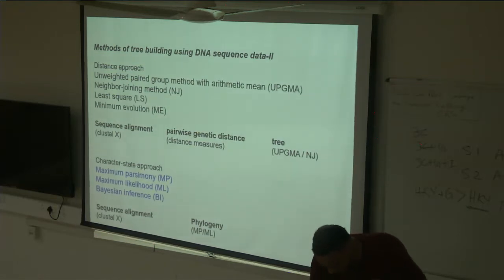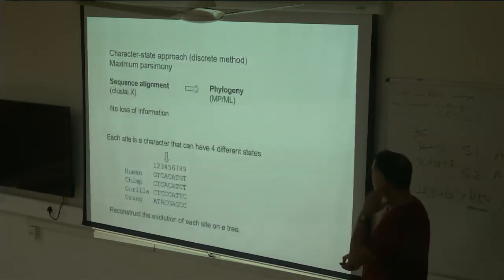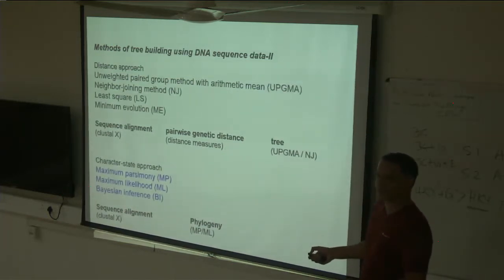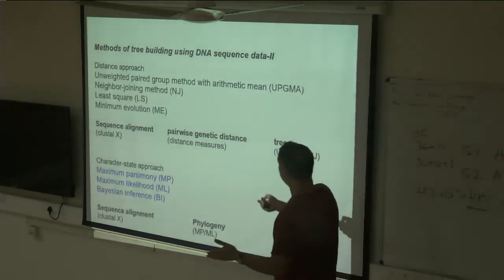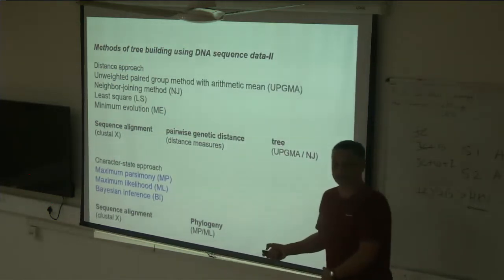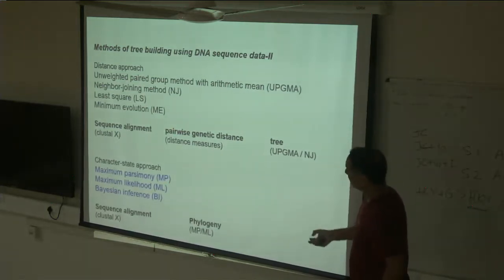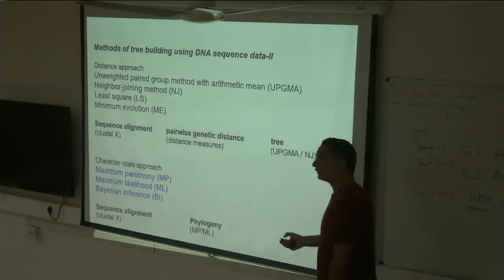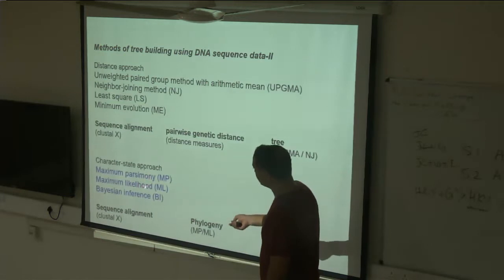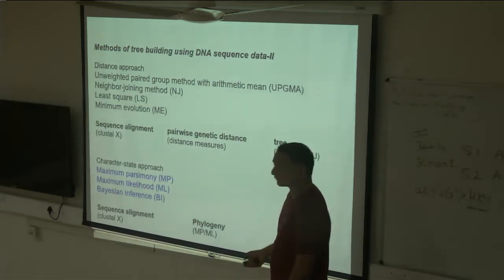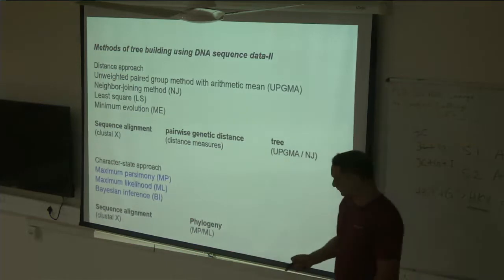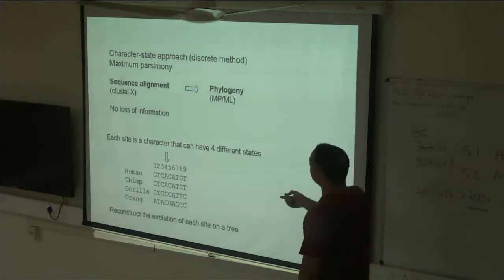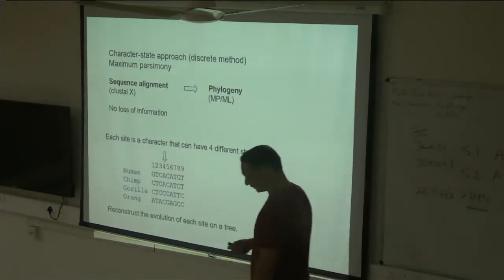So in the character state approach, we go from sequence alignment directly to phylogeny. There is no intermediate step of calculating pairwise genetic distance. There are three approaches here: maximum parsimony, maximum likelihood, and Bayesian inference. We'll go over all of them. In the morning, we'll go over parsimony and likelihood, and in the afternoon, Bayesian approach. All right. So the first character state approach is maximum parsimony, but why is it called character state approach?